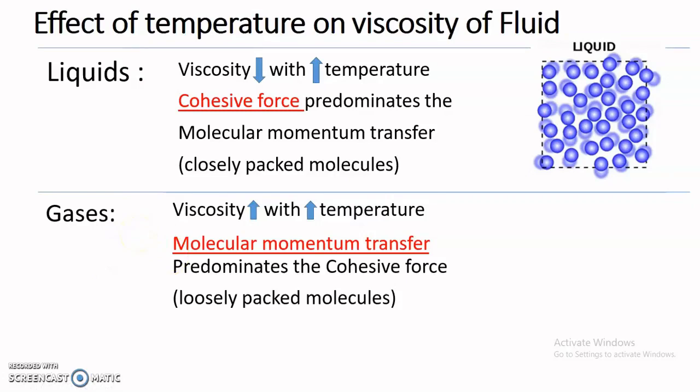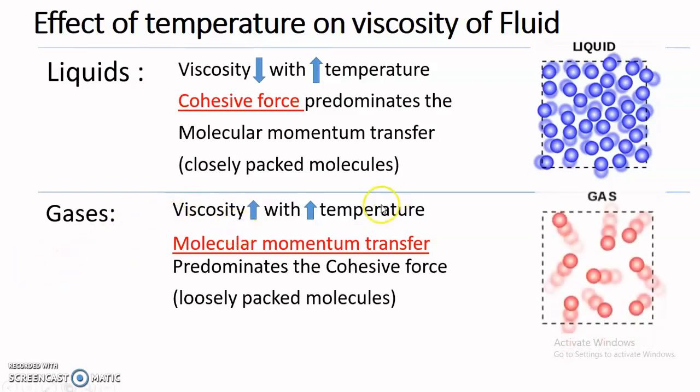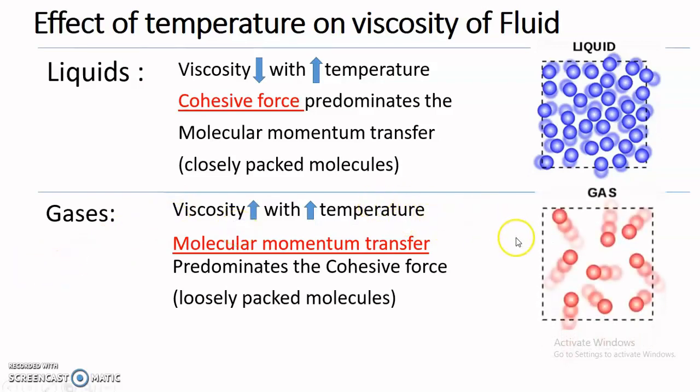This is for gas. This is contrary to the liquid. You have to keep this in mind. How is it happening? Now see, for gas, the molecular momentum transfer predominates over the cohesive forces. And for gas, you can see from the figure, we have less, or you can say loosely packed molecules as compared to liquids.